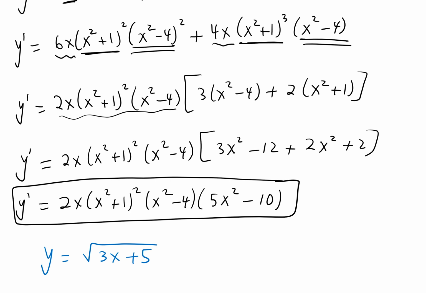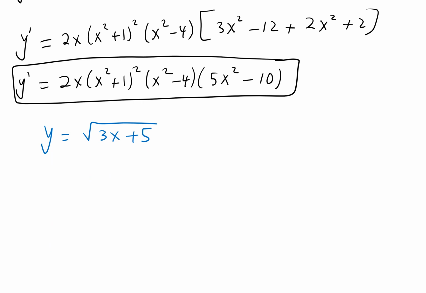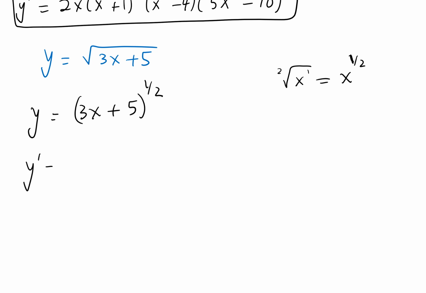Another example, we need to find the derivative for, such as the square root of 3x plus 5. To find the derivative for this, it doesn't look like a function raised to some power, but we know the square root of x is the same as x to the 1/2. We can rewrite it first, 3x plus 5 all to the 1/2. Now it's ready for the derivative.